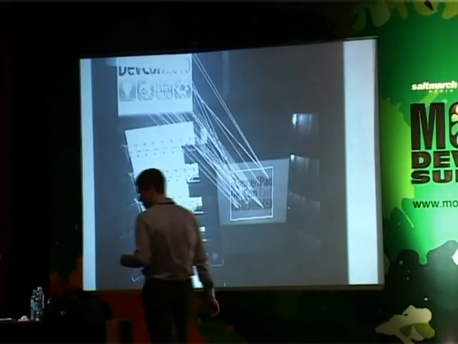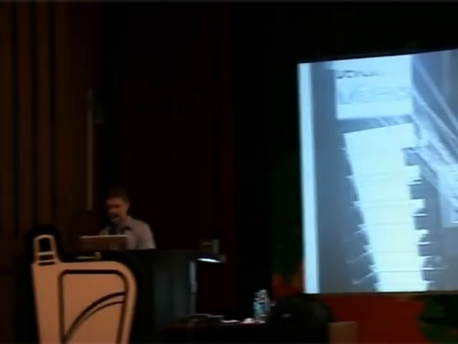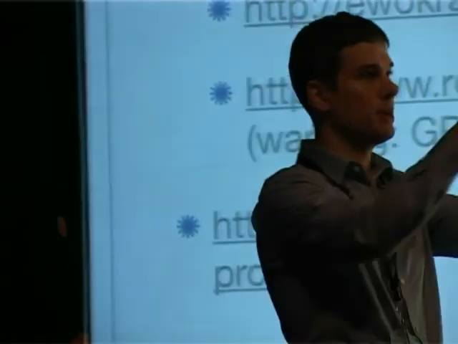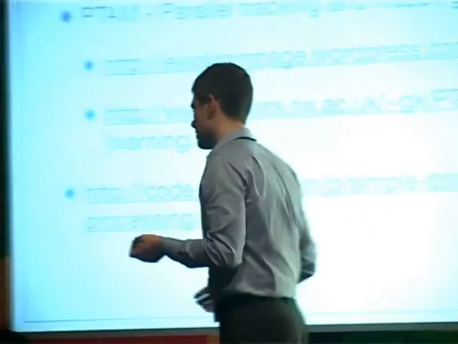There are some other interesting URLs I'd like to throw up here at the end, if we could switch back to the other thing. So there's parallel tracking and mapping. This is actually an optical flow algorithm that allows you to take an image and then as it moves around to sort of figure out which direction all these pixels are going. I really want to implement this on the iPhone. I haven't had time to work on that yet.